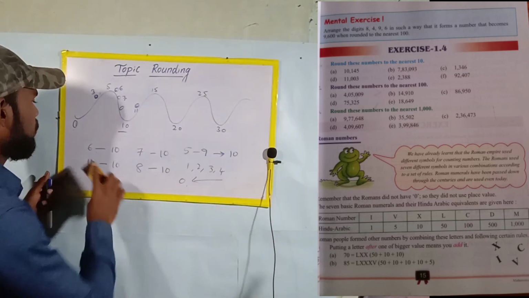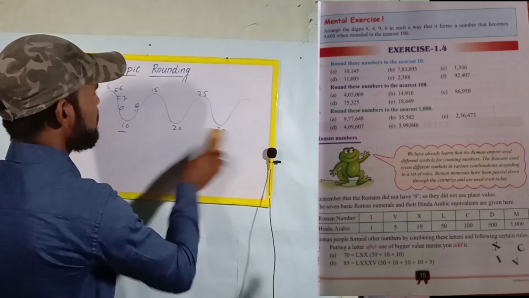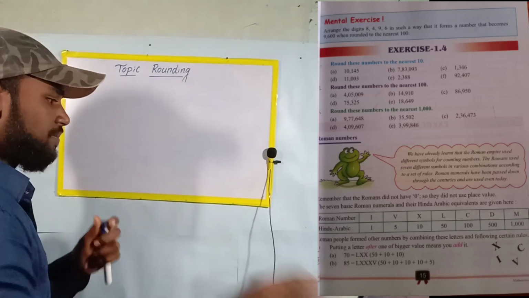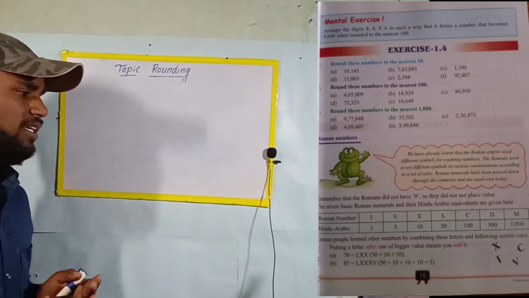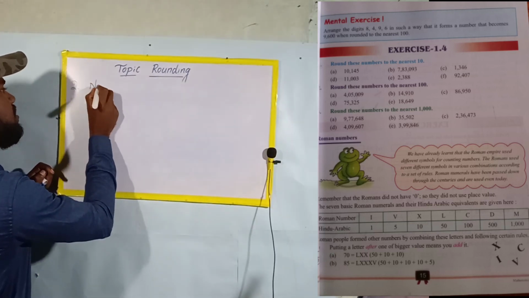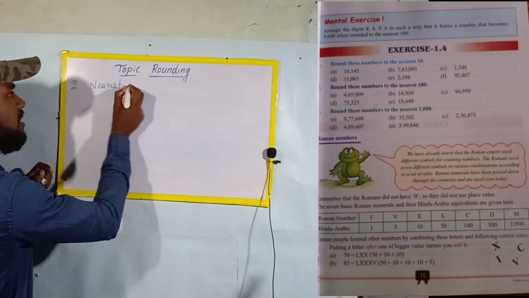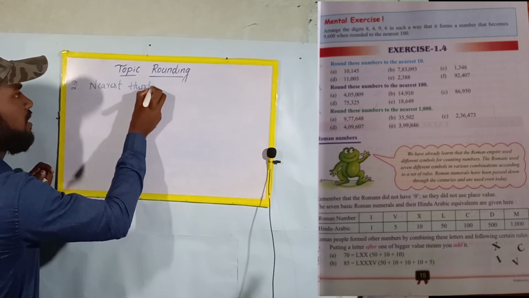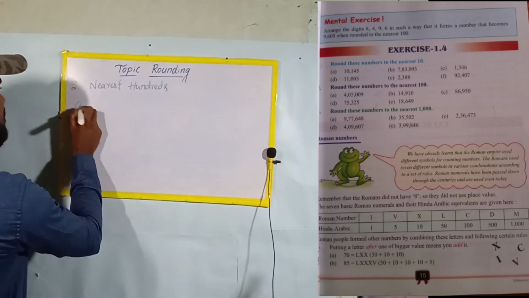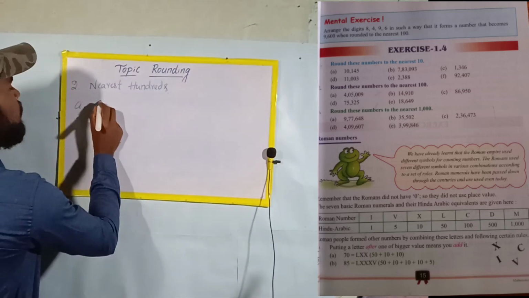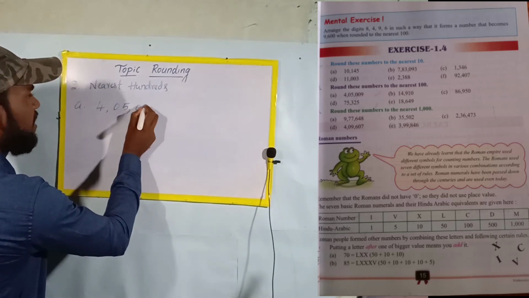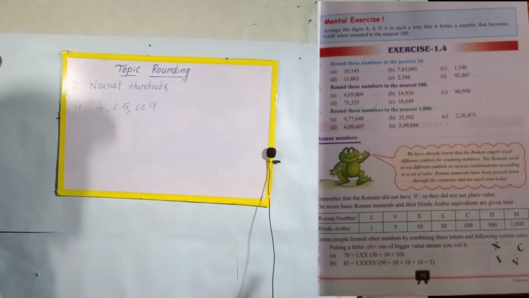So now we are moving to the next, multiples of tens. Okay, children, now completed. Next one, what is the next concept given? Round these numbers to the nearest 100. Nearest 100. Round this number to the nearest 100. Okay. Nearest hundreds. Now, first take the first number. What is the first number given? 4,05,009. So 4,05,009 is given.